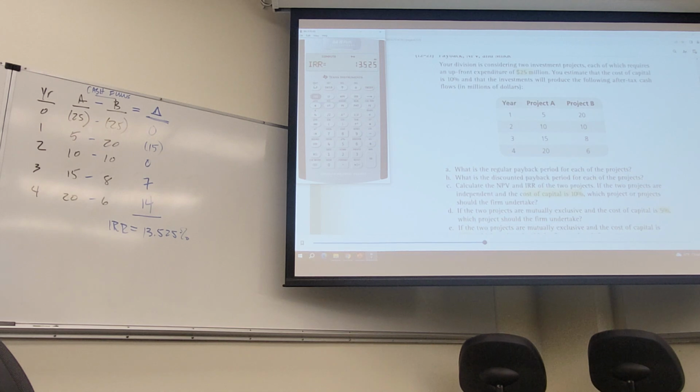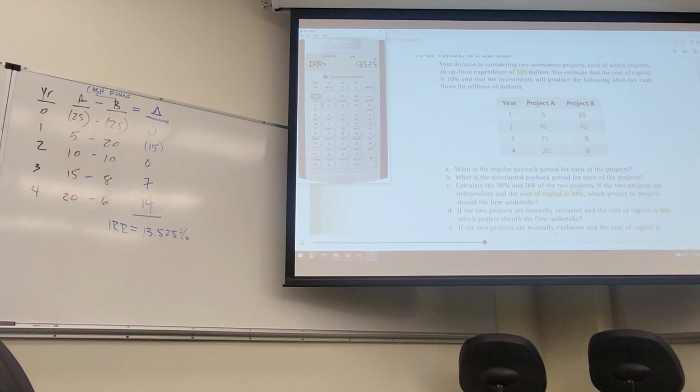If we went back and put the cash flows for project A in that and use 13.525% as the discount rate, we record our NPV. Then we go and put the cash flows for B and use that same discount rate, we're going to get the same NPV. So that's where these are equal to each other, right? That's how you find the crossover rate for a set of projects.